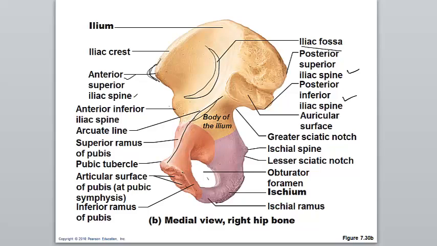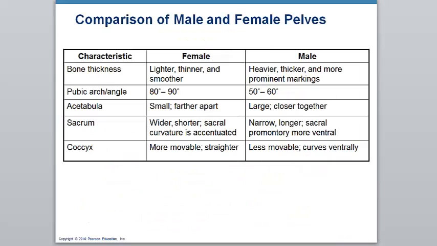Now, based on your hip bone, you can actually identify whether it is a female's body or a male's body. That takes us to the next part of the chapter, comparison between male and female pelvises. The female pelvis is made so that the female can give birth, so it's going to be lighter, thinner, and smoother. In male, there's no birth giving, so it is going to be heavier, thicker, and with prominent muscle markings. Pubic arch is going to be different.